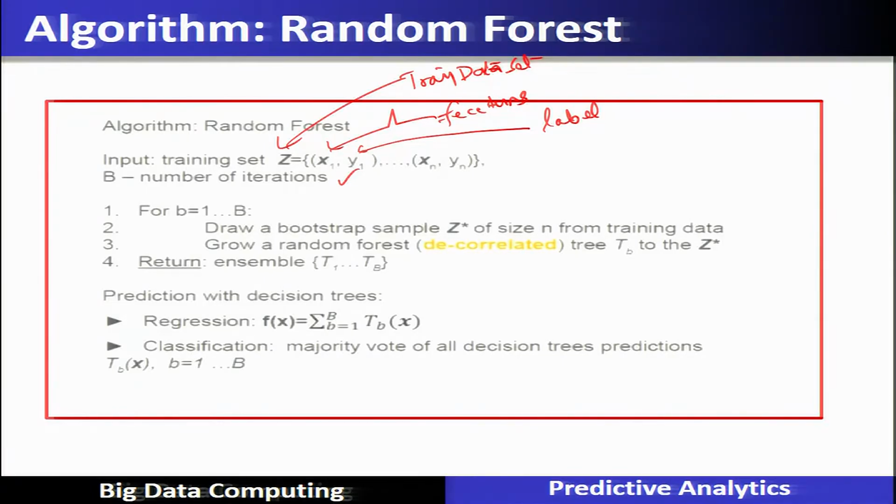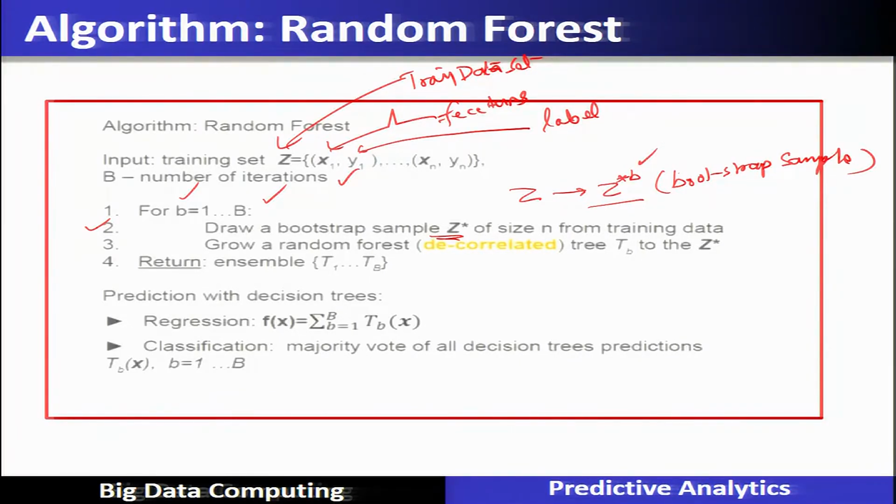Now we will see what steps are followed in each iteration. For small b from 1 to capital B, the total number of iterations, let us see step number 2. It will draw a bootstrap sample, which is called Z star, of size n from the training data set. So training data set Z will produce Z star. Let us say Z star b is the bootstrap sample for iteration number b.